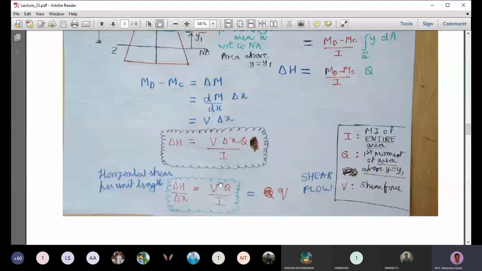Okay, and we can write this horizontal shear per unit length by another term, small q, and this small q is called the shear flow. So this shear flow is dependent on the shear force V acting at that cross section, Q, the first moment of area of the area above y equal to y1 with respect to the neutral axis, and I is the total moment of inertia of the entire cross section.